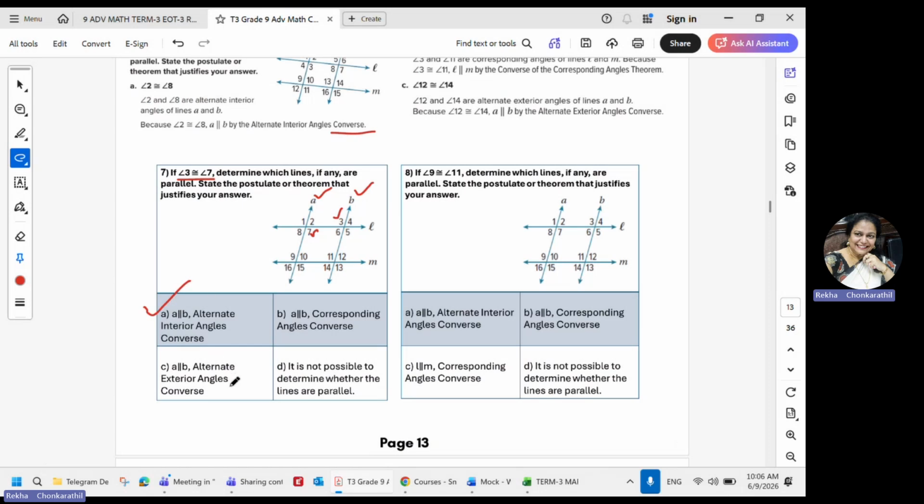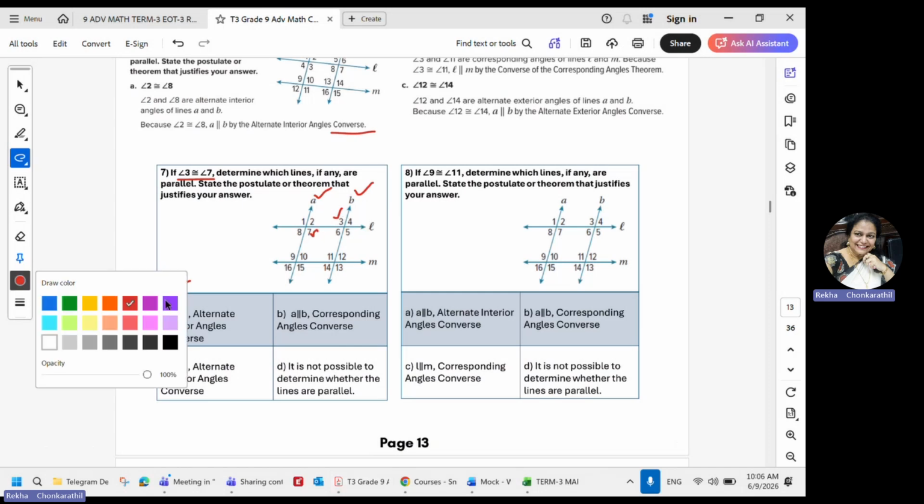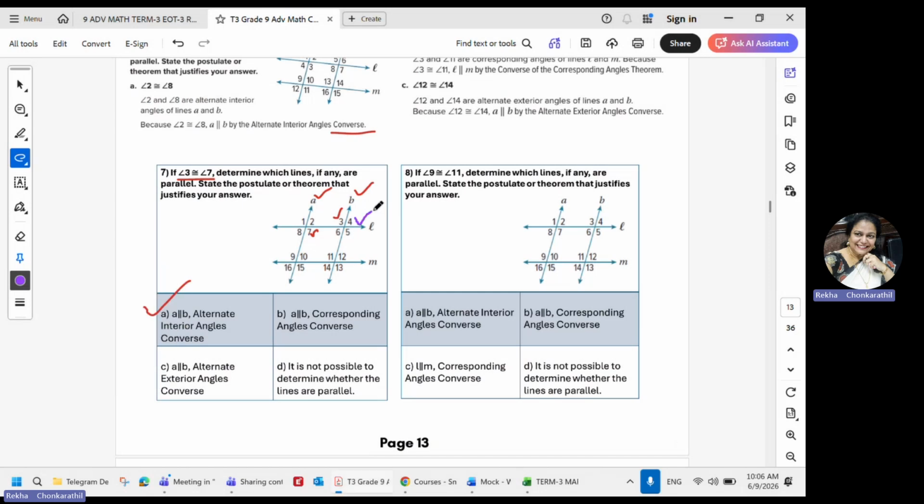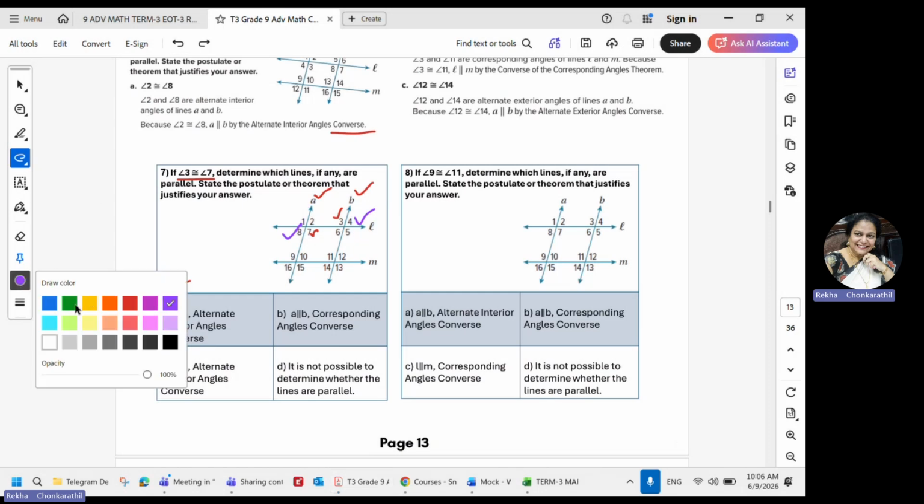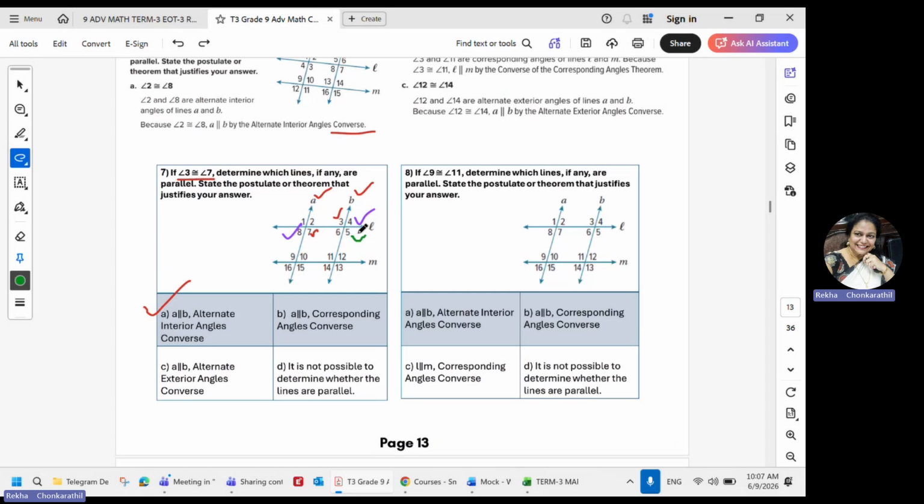Option C is not correct because they are not exterior. If we are talking about exterior, then it would have been angle 4 and angle 8 or angle 5 and angle 1. But we are talking about 3 and 7, so they are interior, alternate interior. Okay? Alternate exterior are 5 and 1, 4 and 8. So this option is also wrong and we have only option A as your correct answer.